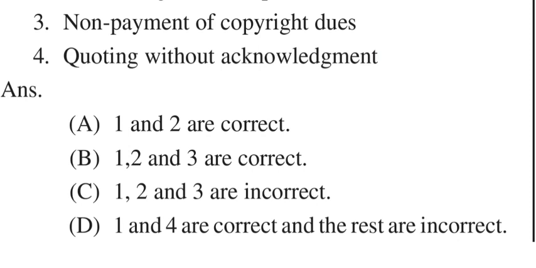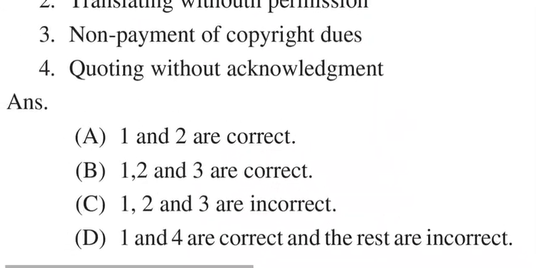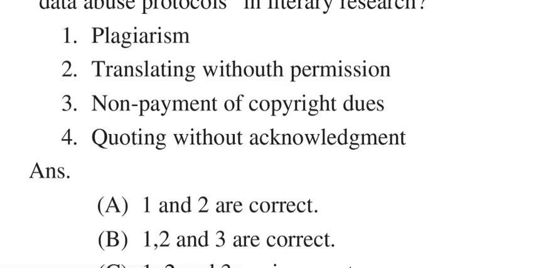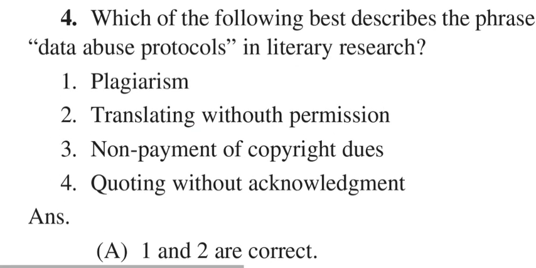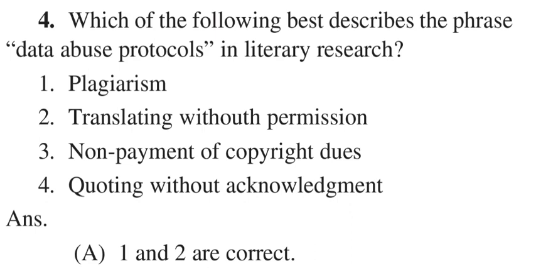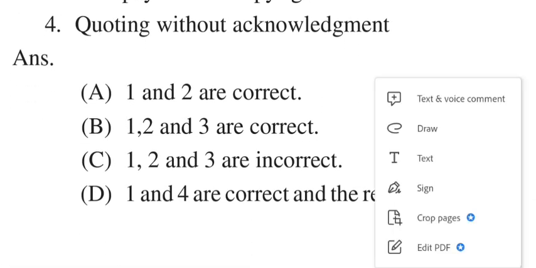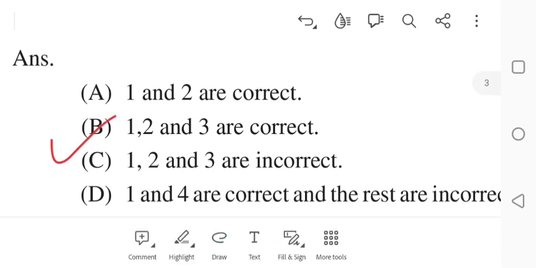So here we have seen that one will be correct for sure. So let's find out the answer to number 4. The correct answer will be B. That means 1, 2 and 3 are correct: plagiarism, translating without permission, non-payment of copyright dues. This will be called data abuse protocols in literary research. You must know about it and you must practice it in your own research journey.